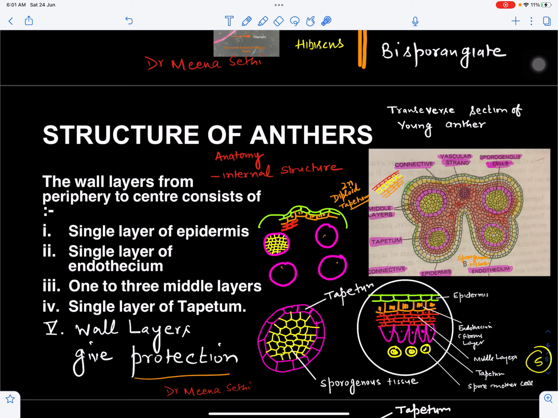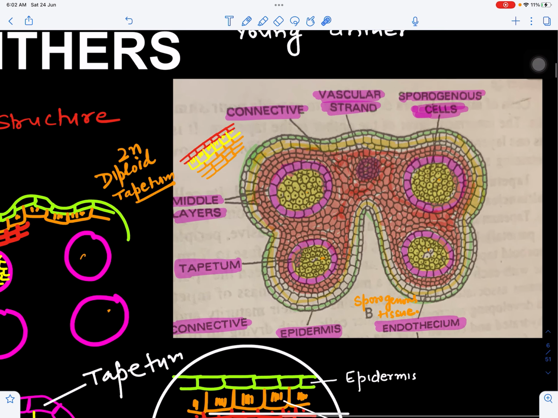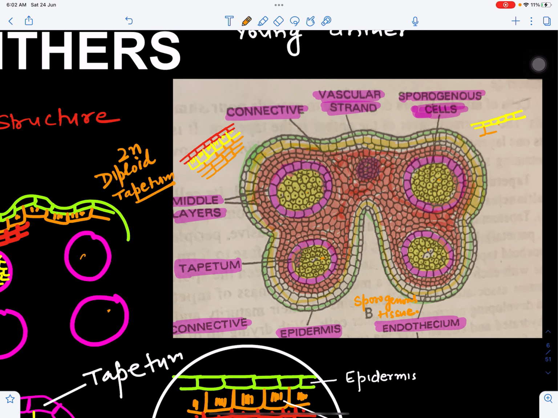Now if we see the structure here, this is the anther, and it is bounded on the outer side by this part. This is epidermis tissue. So I'll make it for you. This is epidermis tissue. We can make the cells like this. Then we will make another layer. This is called endothecium. This may have fibrous thickenings like this, which make this wall thick. So this layer is called endothecium.